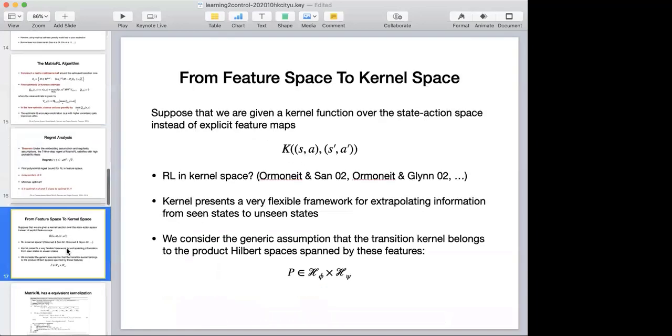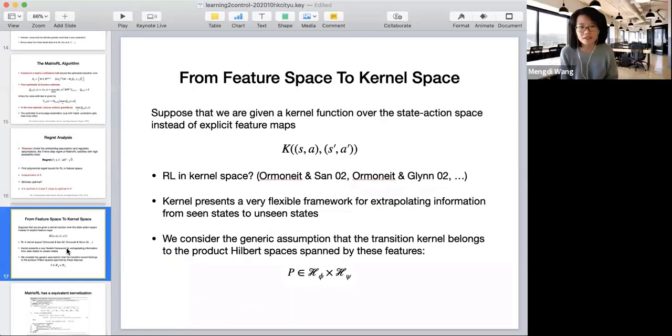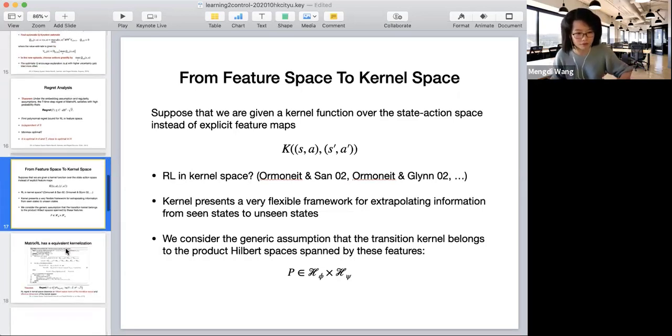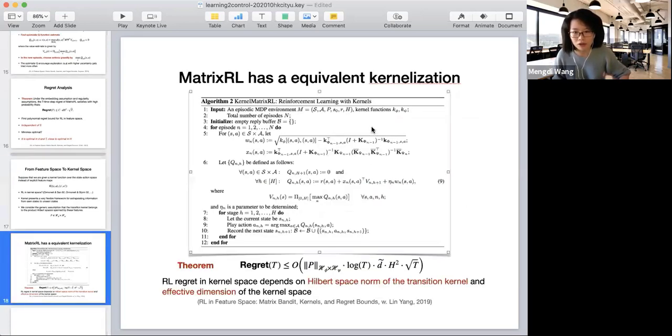Okay, so next, the previous analysis is based on a finite dimensional feature map. So you can imagine that everything we can do with a feature map can generalize to a reproducing kernel Hilbert space. If we're given a kernel function rather than a finite dimensional feature, a lot of the analysis still goes through. Although the algorithm will look more complicated, we don't have to look at the algorithm.